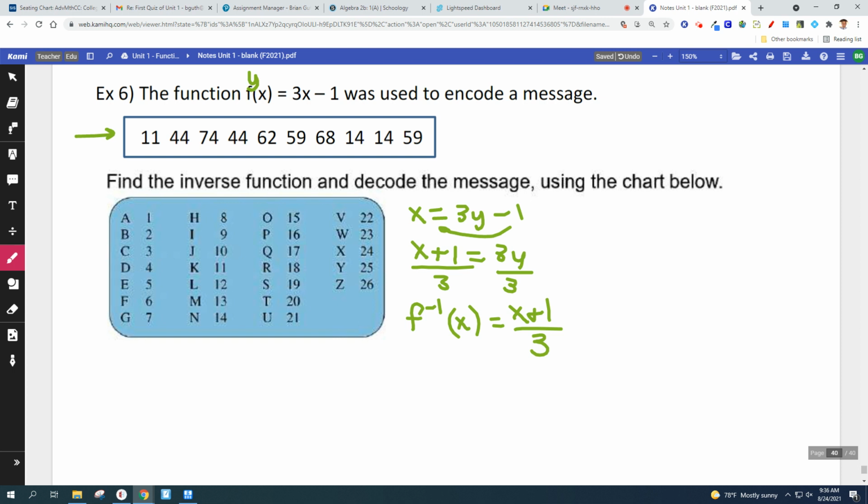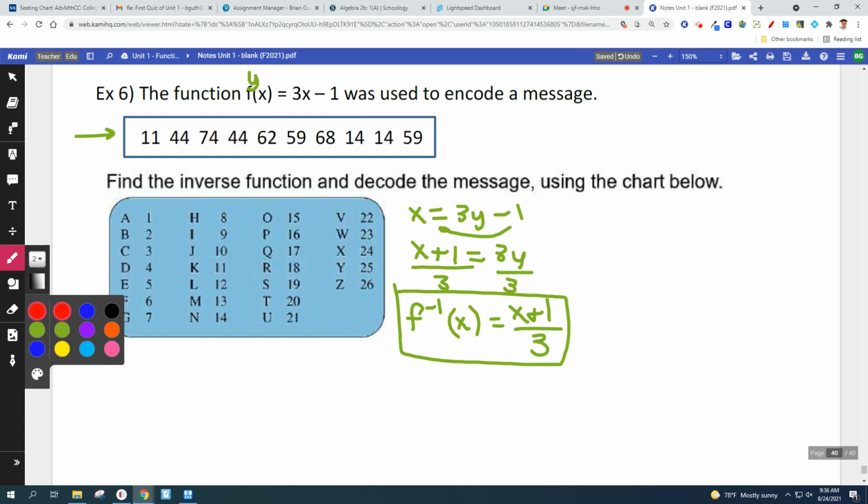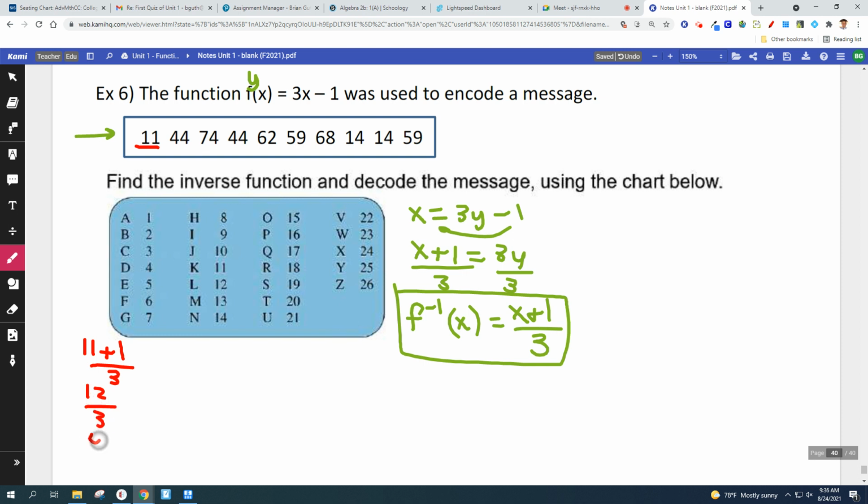So save yourself some room somewhere. I'm going to do an extra example. Probably should have told you that already. We're going to use this to decode the message. So what we're going to do is start with this number 11. The first letter is 11, and what we would want to do is plug 11 into that expression. 11 plus 1 over 3, that's 12 over 3, which is 4, and 4 is going to be the letter D.